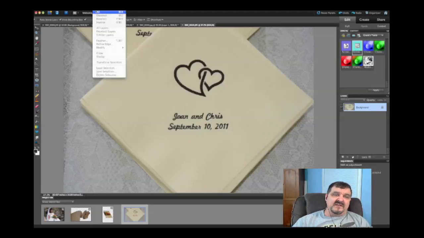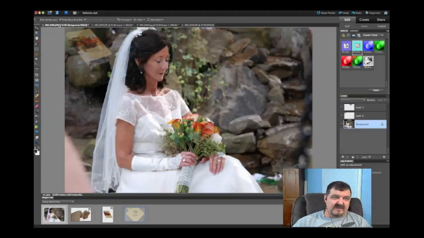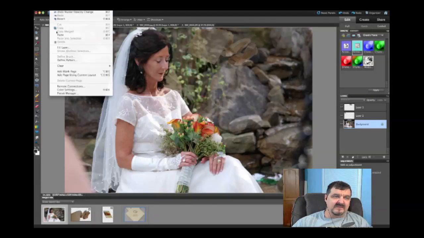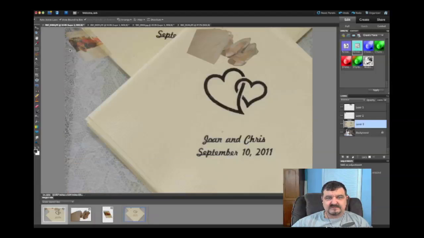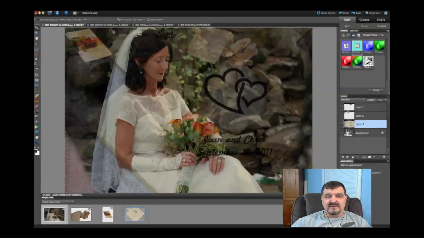So we're going to hit Select All and pull all that. Edit, we're going to copy. We're going to go back here, and we're going to do Edit and Paste. And this time, there's one or two things you can do with this. One, we can shrink it down like we've been doing. Or two, you can change the layer style to multiply and kind of blend it right into the picture itself.